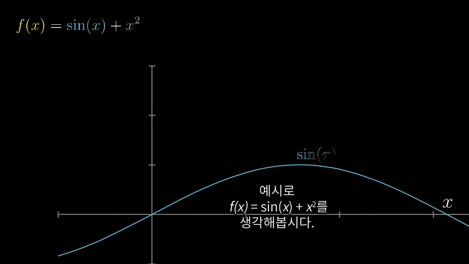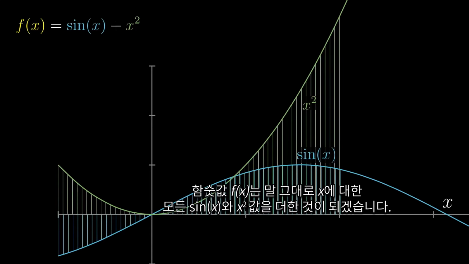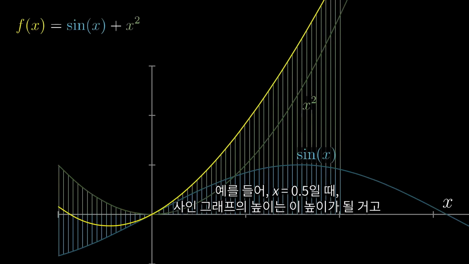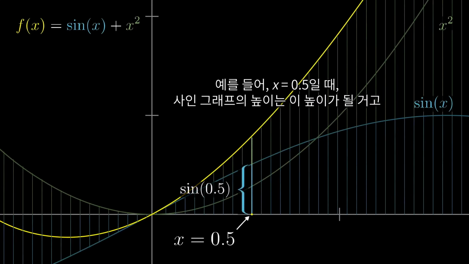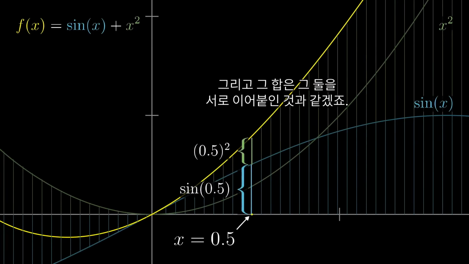For example, let's think about this function f of x equals sine of x plus x squared. It's a function where, for every input, you add together the values of sine of x and x squared at that point. For example, let's say at x equals 0.5, the height of the sine graph is given by this vertical bar, and the height of the x squared parabola is given by this slightly smaller vertical bar. And their sum is the length you get by just stacking them together.